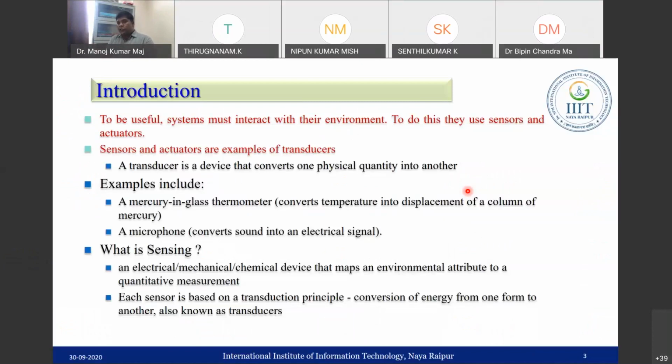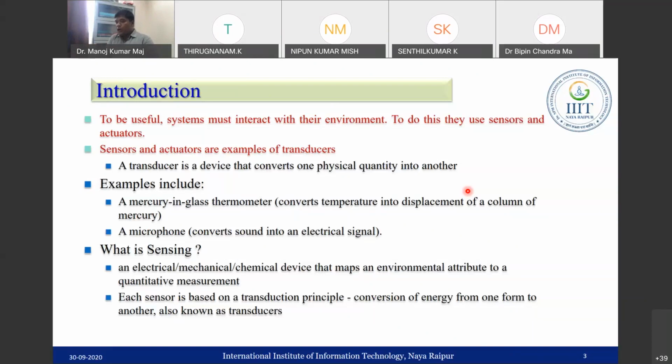And what is the actuator then? An actuator is nothing but a device that can convert an electrical signal to physical events. It is just the opposite of the sensor. A sensor can sense physical events from the environment and convert them into an electrical signal, and the actuator can convert the electrical signal to physical events.